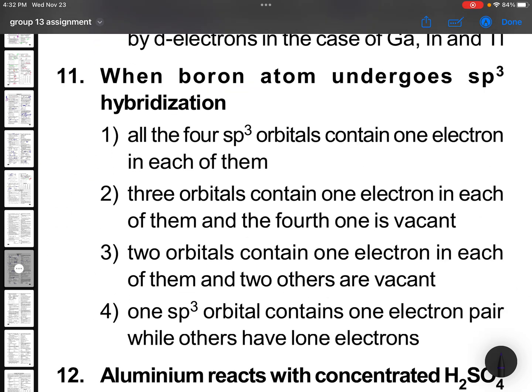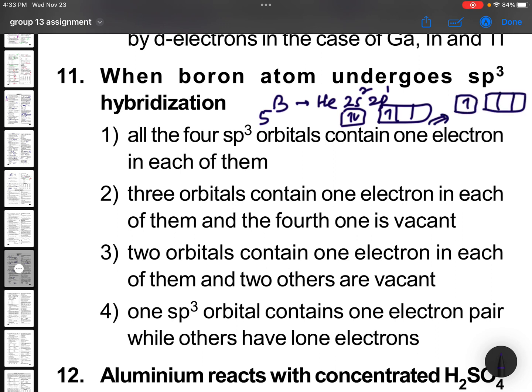When boron undergoes sp3 hybridization, boron has the electronic configuration helium 2s2 2p1. So this is a pair of electrons, here one electron. On excitation, it will become like this. Now sp3 hybridization means one vacant orbital will be there. So which is the right option?